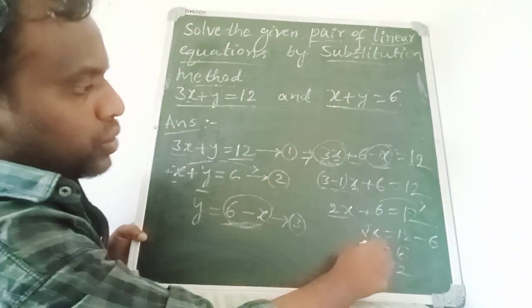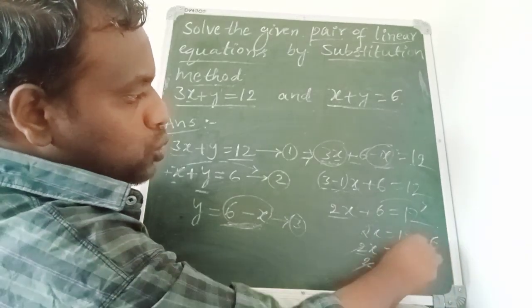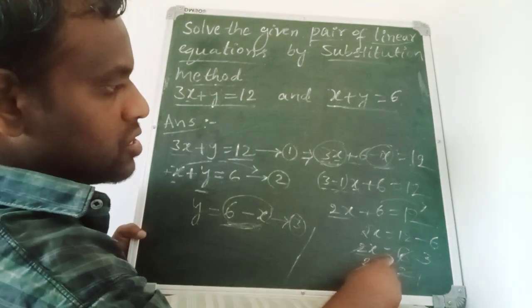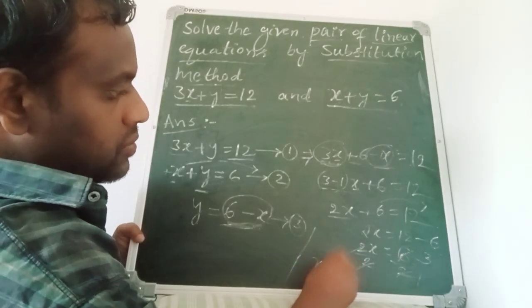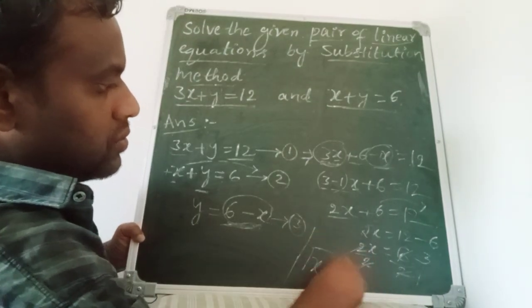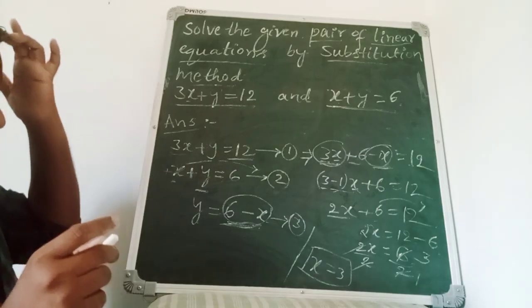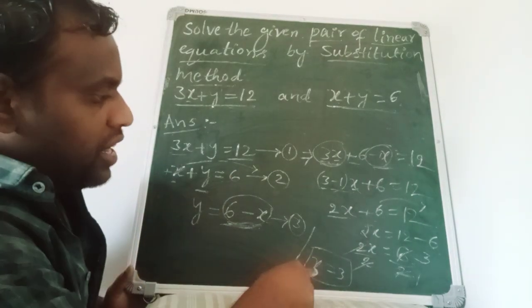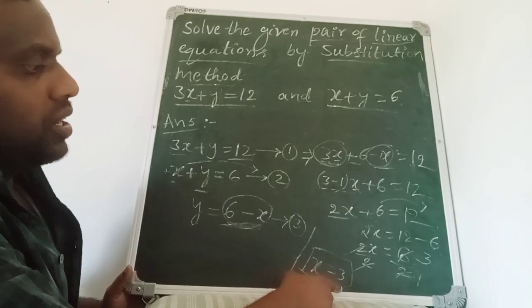Okay, see, 2 cancels. So 2 ones are 2, 2 threes are 6. So what we got? x is equal to 3. I will write it here. Okay. So we got a value for one variable, that is x. We got x is equal to 3.